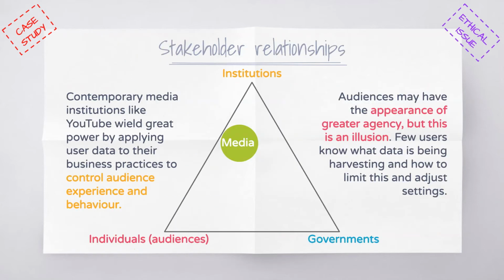And so let's think about how this affects the stakeholder relationships. Well, contemporary media institutions like YouTube now wield great power by applying user data to their business practices in order to control audience experience and behavior. And now we haven't placed this little media bubble right up against institutions because audiences do have a little bit of agency here. Some might say that they have the appearance of greater agency, but this is an illusion. Few users actually know what data is being harvested and how they can adjust or limit this within their settings. But because some individuals can, then we can obviously drag that bubble just a little bit further away from institutions.